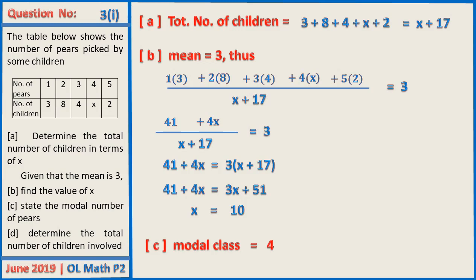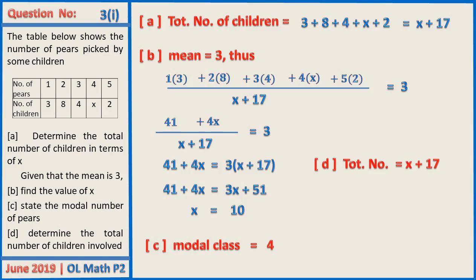See, the modal class here is 4. How do you know? Because some people will go and write the modal class to be 10. No, the modal class is not 10. 10 gives you information of where the modal class is found. The modal class should actually be the value 4. 4 occurs how many times? 4 occurs 10 times. Therefore, the modal class is 4. And the modal class frequency is 10.